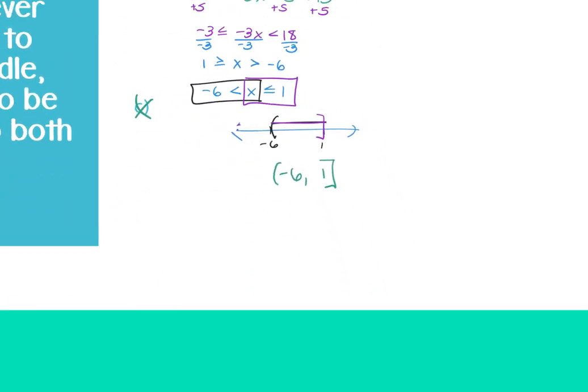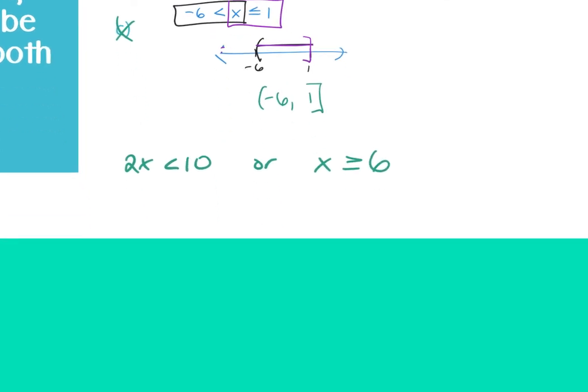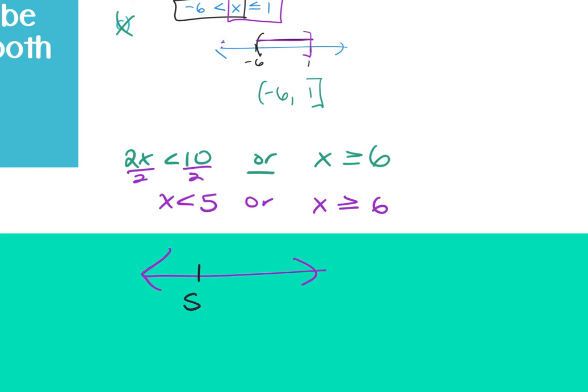Another thing you could see here is two separate inequalities. So you could see like 2x is less than 10, or x is, and let's say it's already solved, greater than or equal to 6. So when it's an or statement, usually they point out like the ors on a boat. So if I divided by 2, x would be less than 5, or x would be greater than or equal to 6. On a number line, this would be 5, 6, less than would point left, greater than or equal to would point right. So there is no overlap, but it's fine.